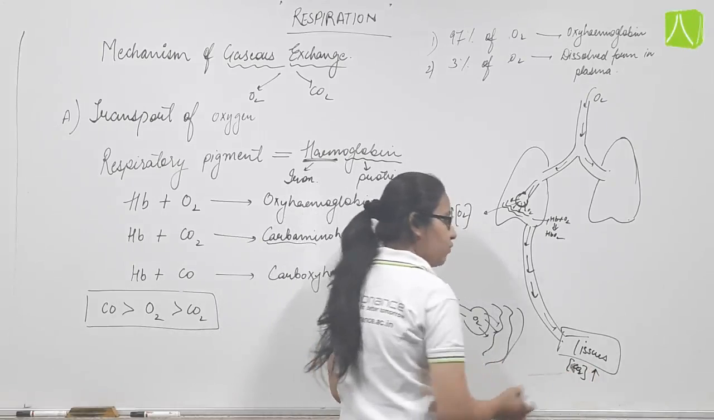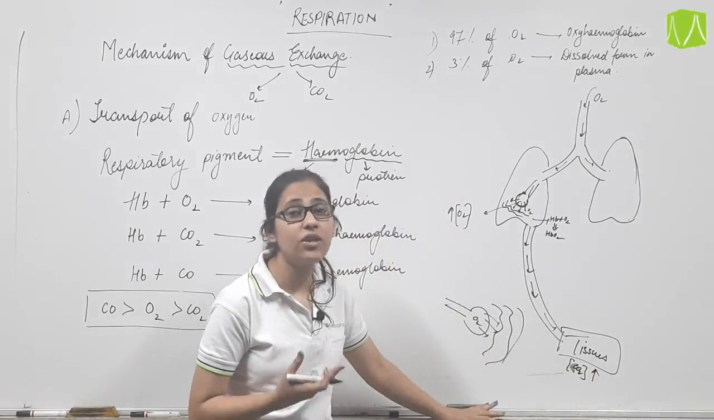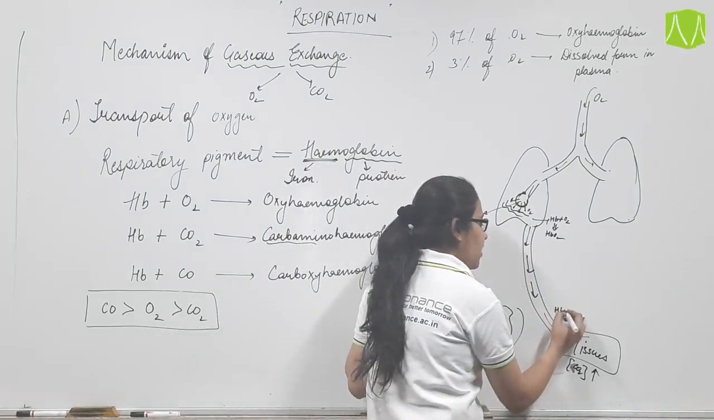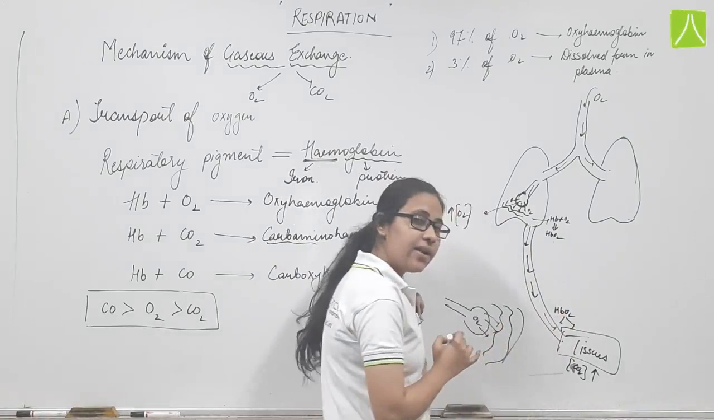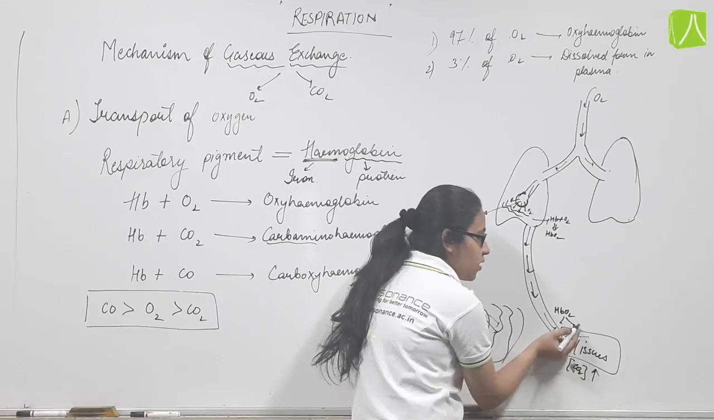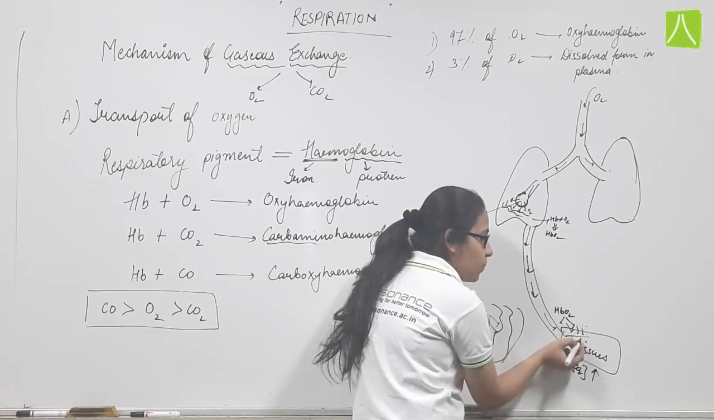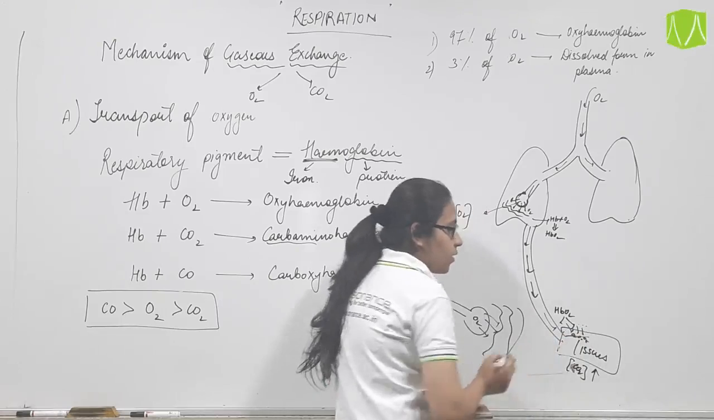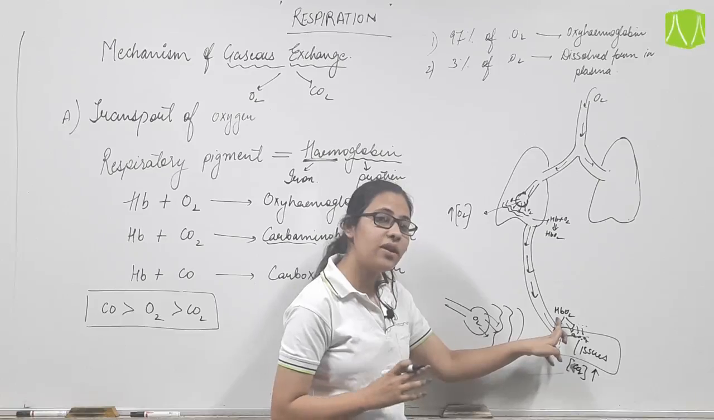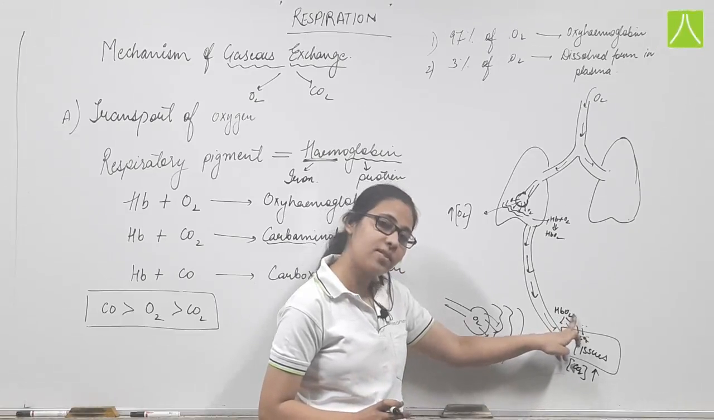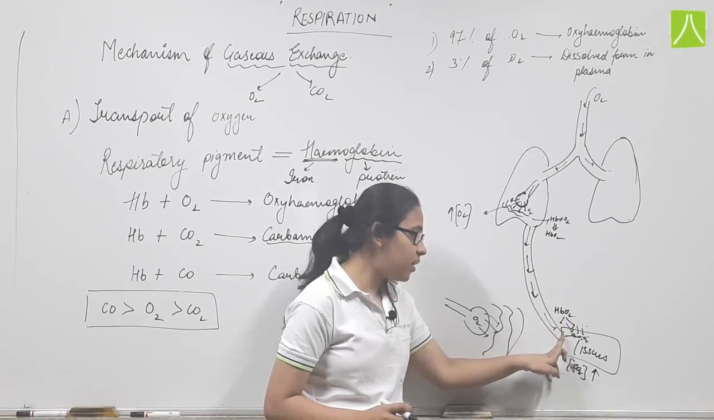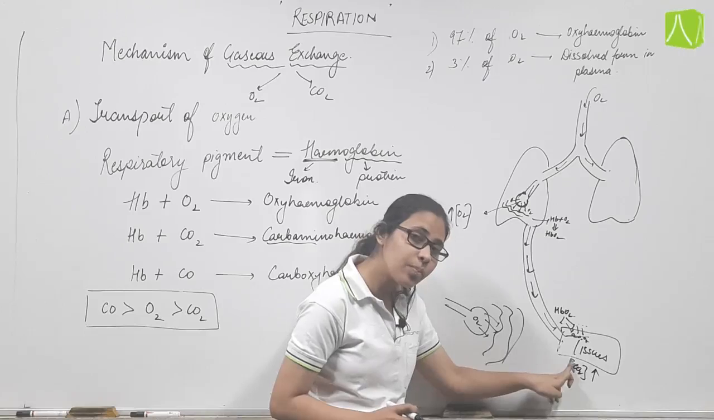So it is a property of hemoglobin that it shows dissociation, that is, this oxyhemoglobin then dissociates to form oxygen and hemoglobin. Now this oxygen then enters into the tissue because the concentration of oxygen is high in the blood. Oxyhemoglobin is basically dissociated to form oxygen and hemoglobin.